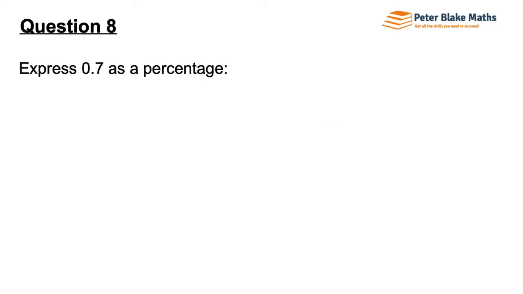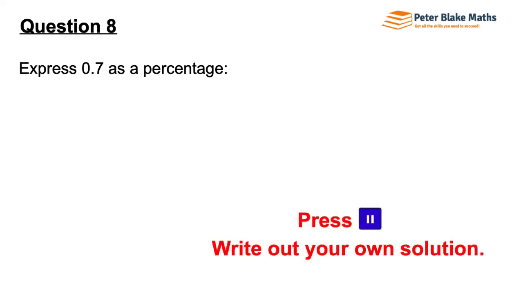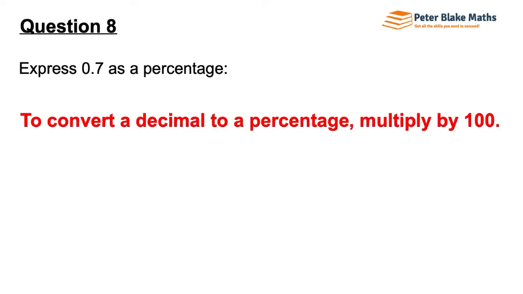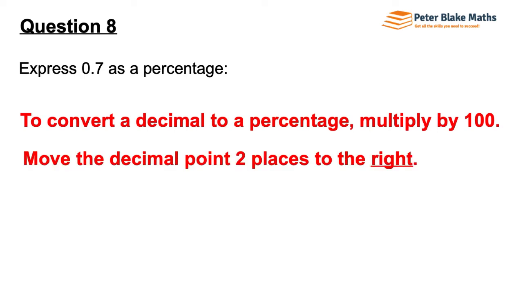Question 8. Express 0.7 as a percentage. To convert a decimal to a percentage, we multiply by 100. Now multiplying by 100 involves moving the decimal point 2 places to the right, one for every 0. So you see when multiplying by 100, 100 has 2 zeros in it. So we're going to move the decimal point 1 jump for every 0, or 2 places to the right.